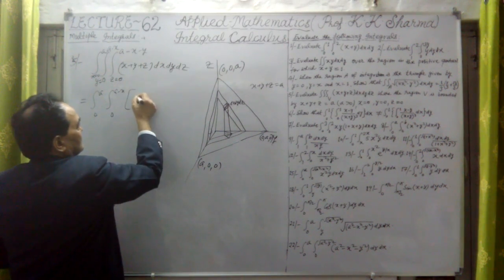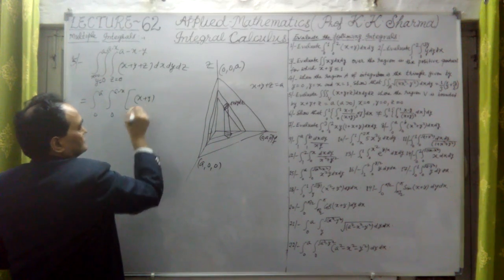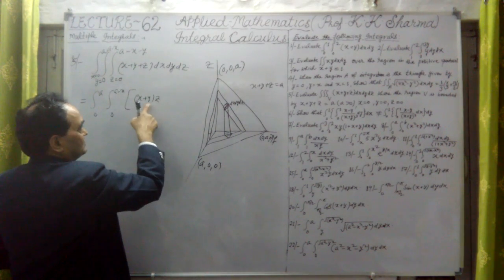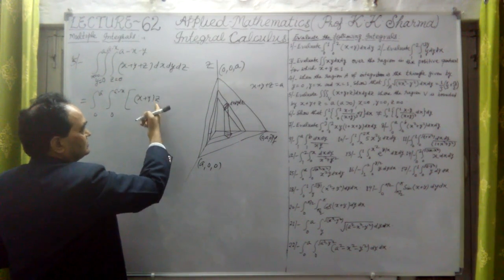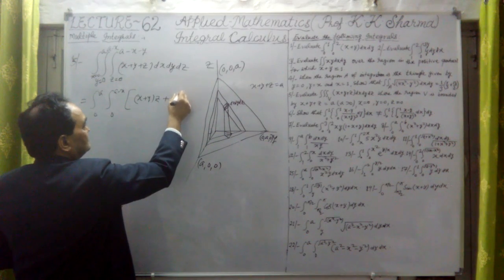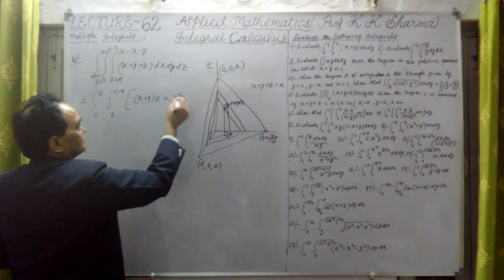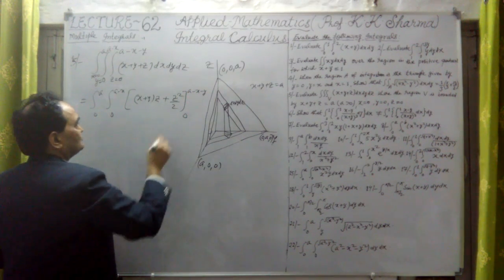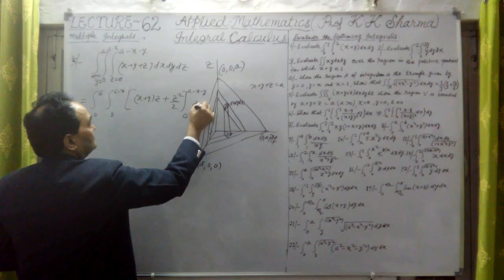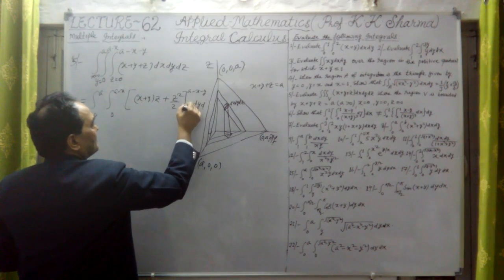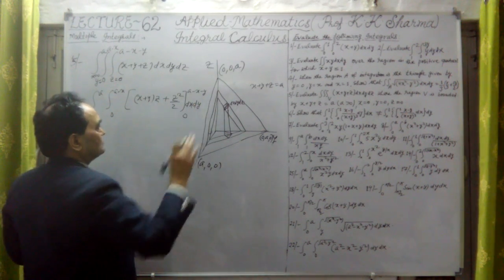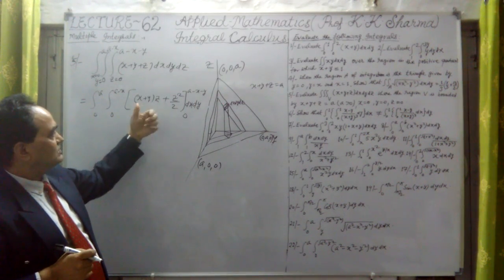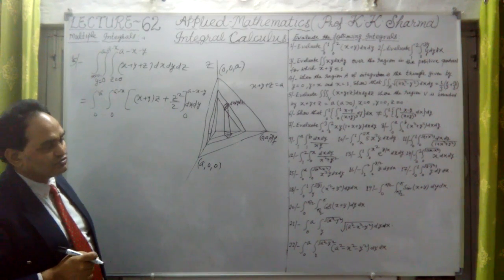First integration: x plus y are constant, into z. Try to understand. Because x plus y into 1, the integration is z with respect to z, plus z square upon 2, the integration of z with respect to z. Limits are 0 to a minus x minus y. And this is dx dy. Now dz is eliminated because we have integrated with respect to z. So z is eliminated. Now putting the limits here in place of z.